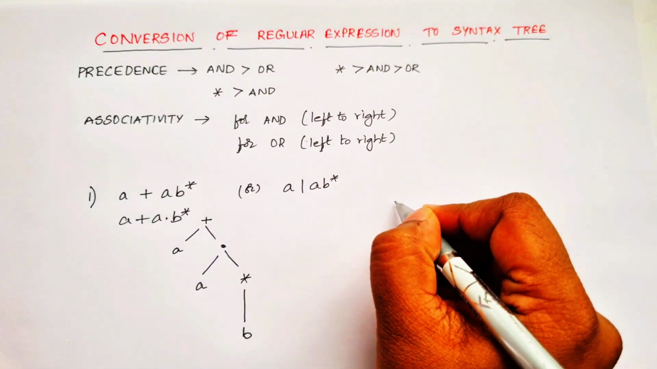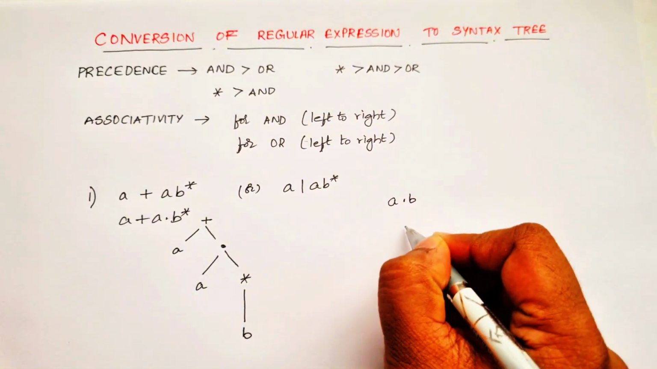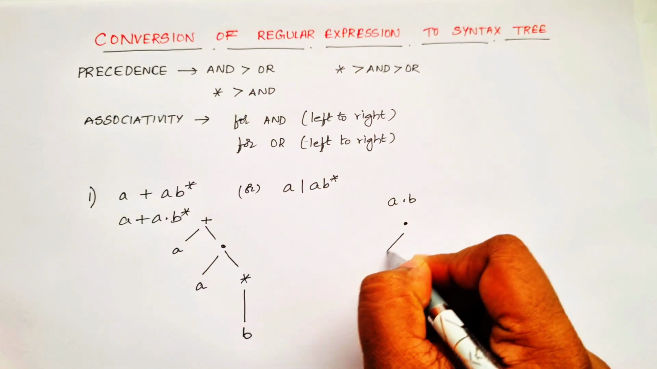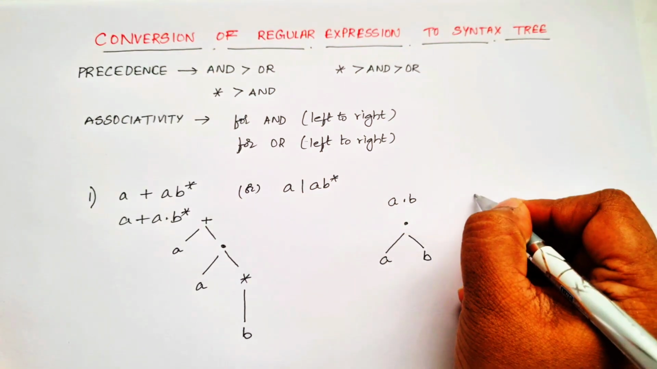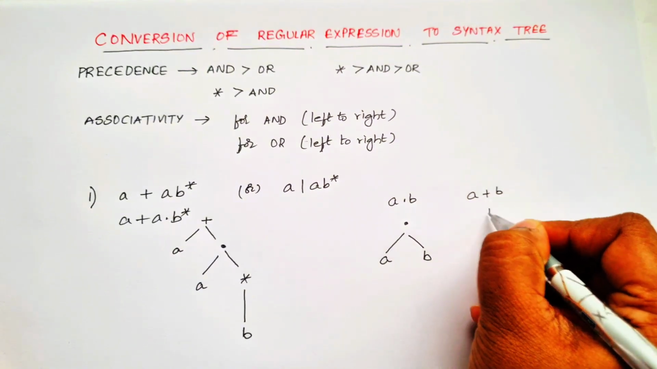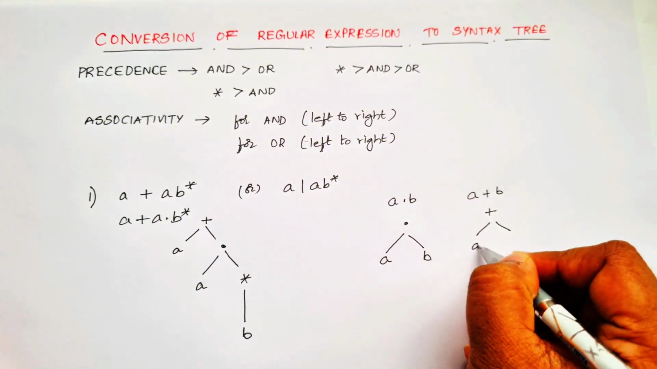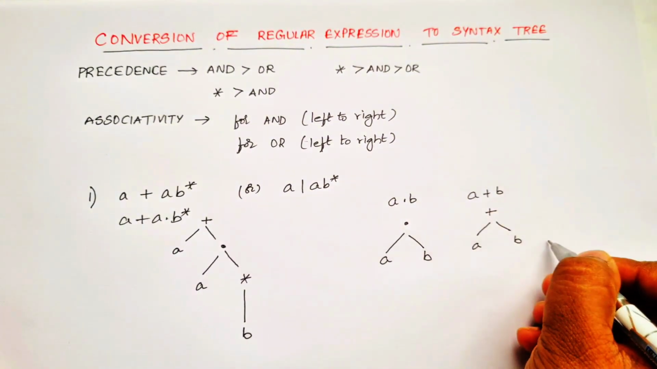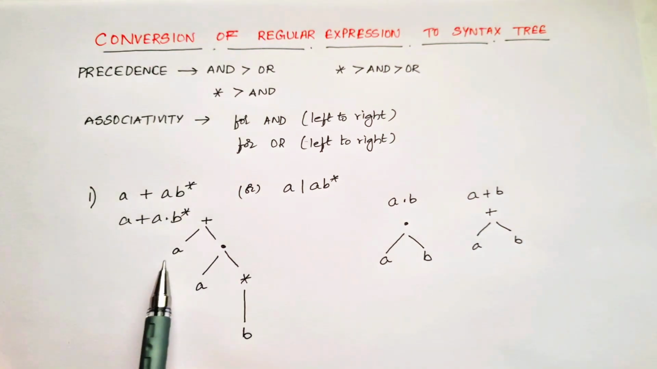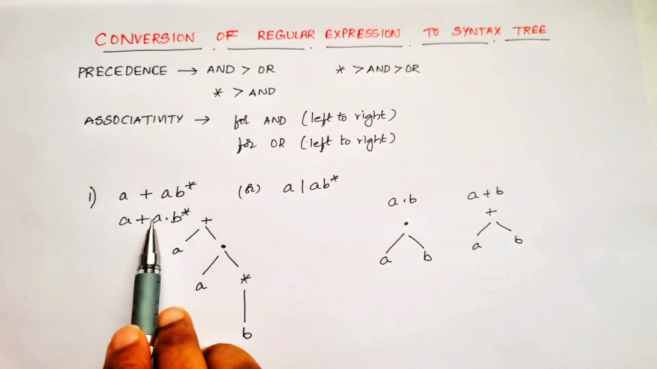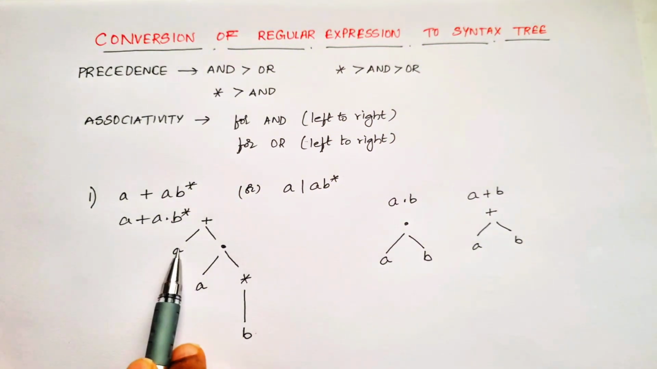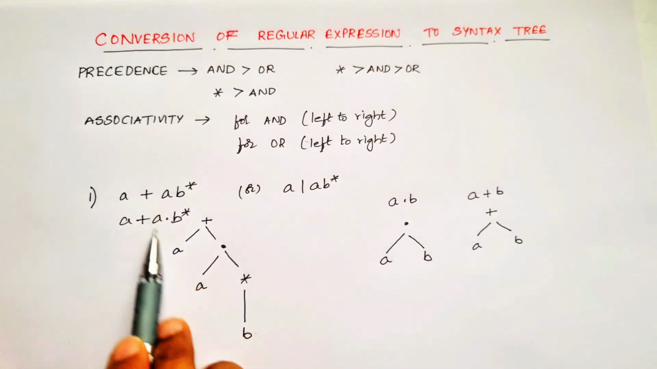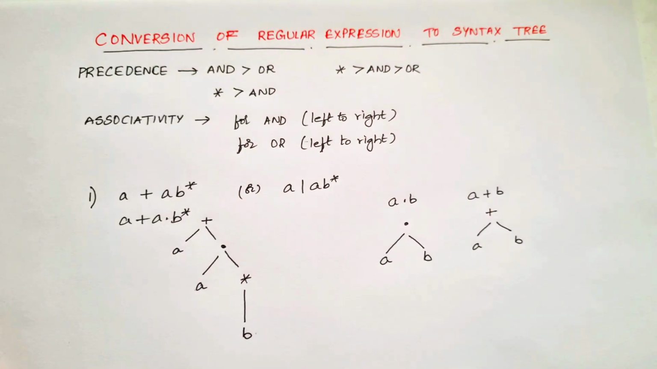Remember, if you are writing A dot B, you have to take A to the left and B to the right. Similarly, if you are taking A plus B, here also you have to take A to the left, B to the right. That's why I have taken A to the left and B star to the right, and A plus A to the left and the remaining part AB star to the right. This is the syntax tree for A plus AB star.